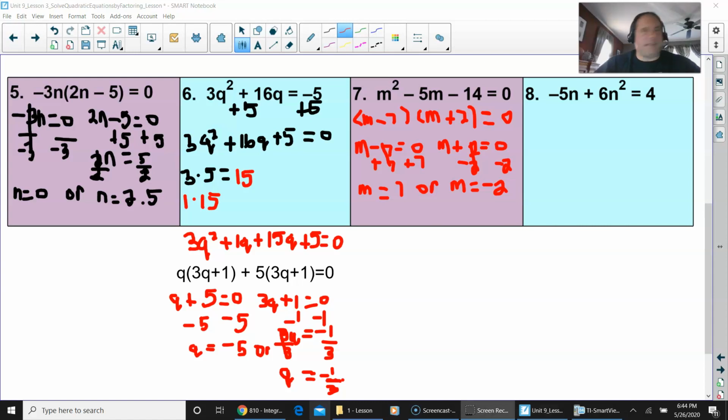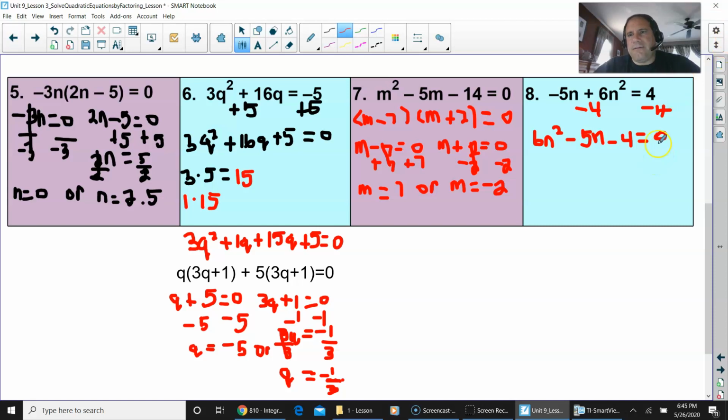So number 8 is negative 5n plus 6n squared equals 4. Remember, this is not in standard form. You do have to rearrange it so it is in standard form. Go ahead, see if you could try it, and then factor by grouping. Press pause now.